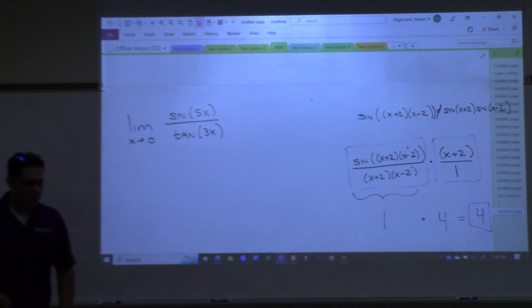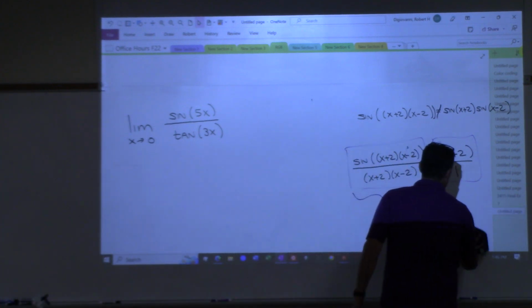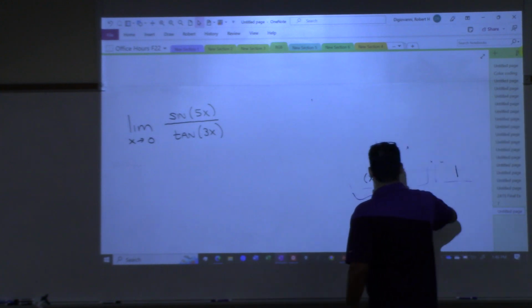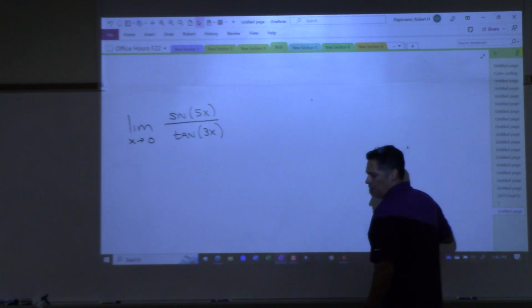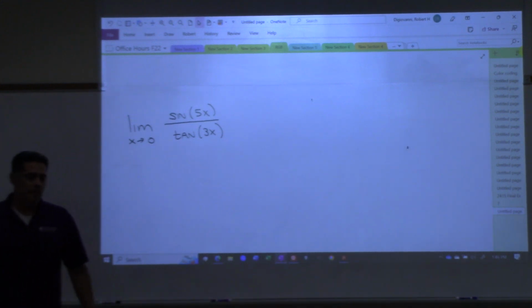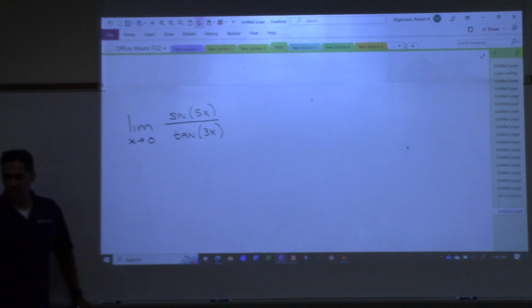Now, historically speaking, I've been teaching Cal 1 for a while, and students really do not enjoy this little section about the sine junk over junk. A lot of students don't like it, and I can understand why, because it's not as direct and straightforward as a lot of other things are. You have to really think about what you're trying to achieve.